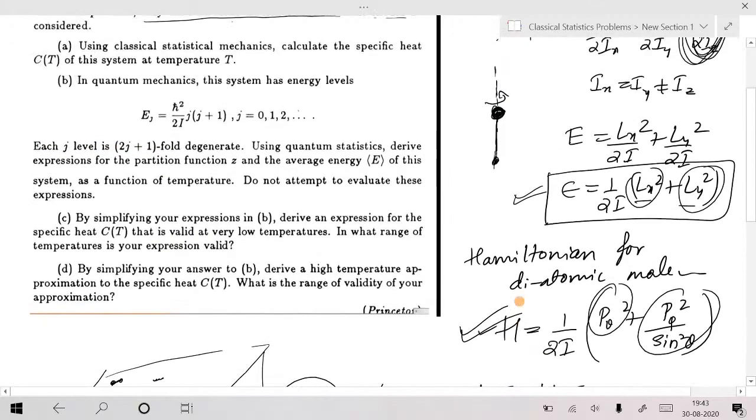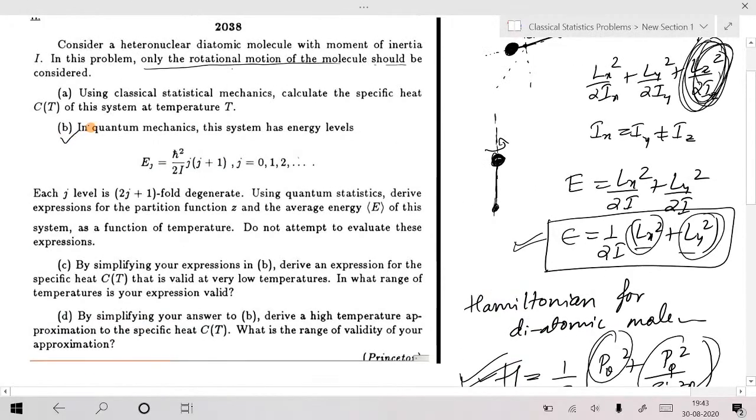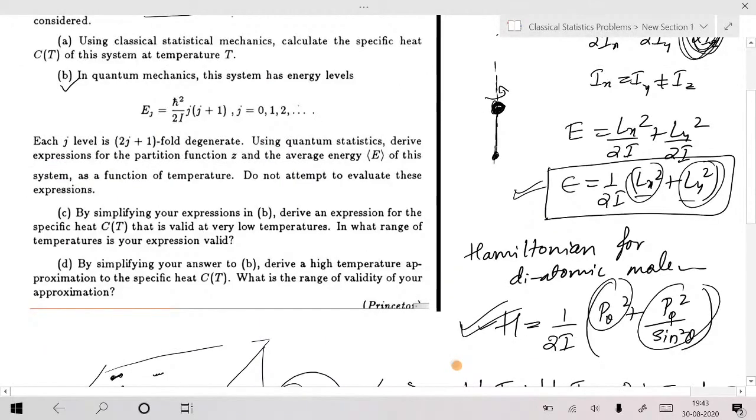I think I have to take the next part later. You can take this one and find the specific heat for low temperature. For low temperature, you can't use the continuous classical expression of energy. You should take the quantum expression of energy for a diatomic molecule and deal with the partition function. And if you take the high temperature approximation, you should get the answer. Those are the ideas.